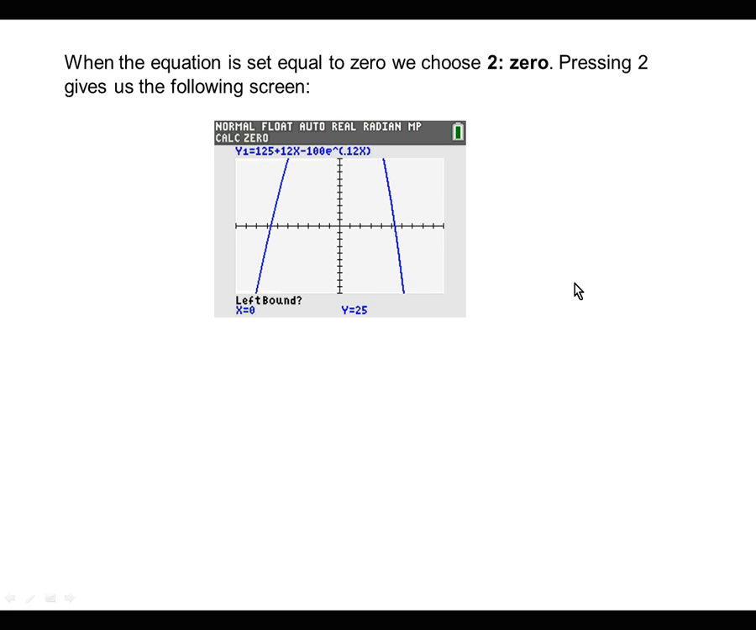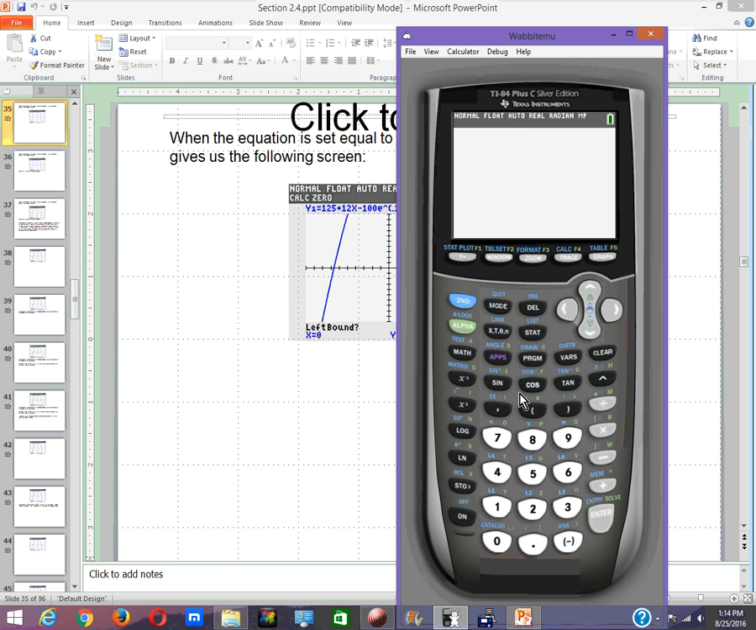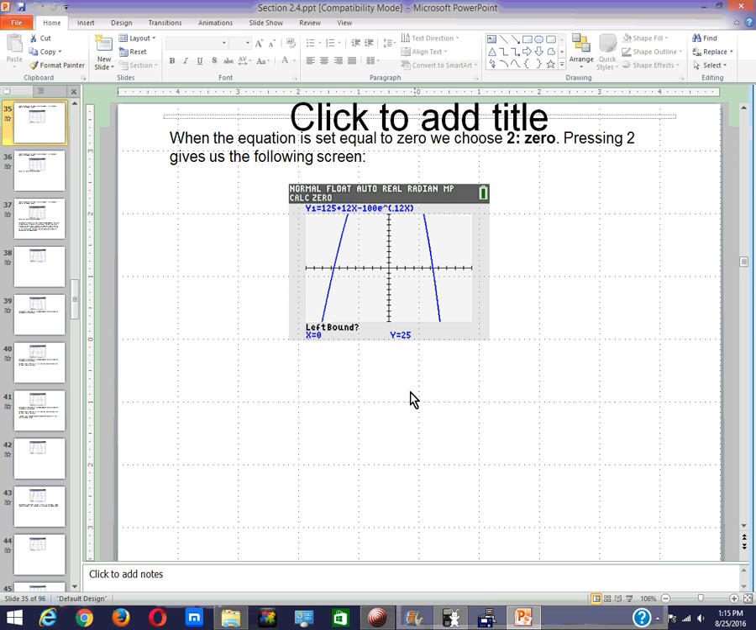So to get caught up with this screen on our calculator, again, second calc, choice 2. And there it starts graphing. Now do notice there are 2 places where the graph does cross the x-axis. So our equation actually has 2 solutions. Now again, it's asking you, is that the correct equation for y1? 125 plus 12x minus 100 e to the negative 0.12x. It is. Now it's asking us for a left bound. So let me get caught up here.